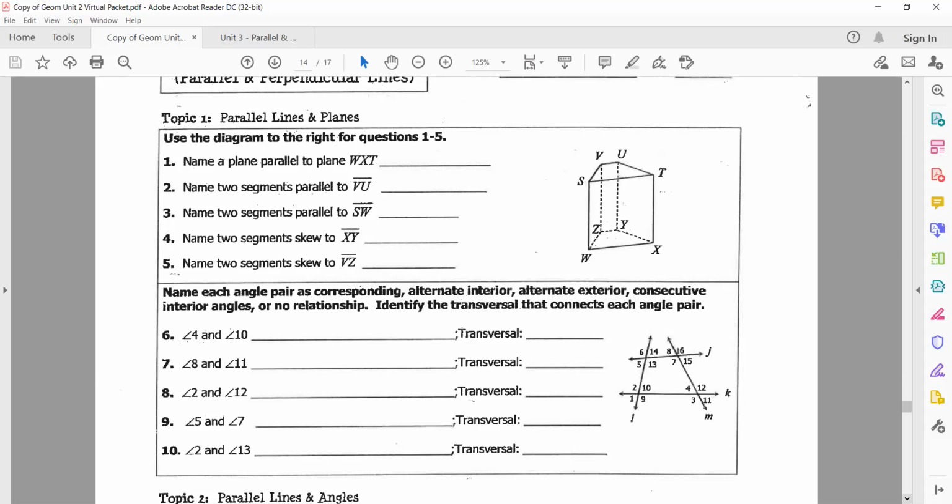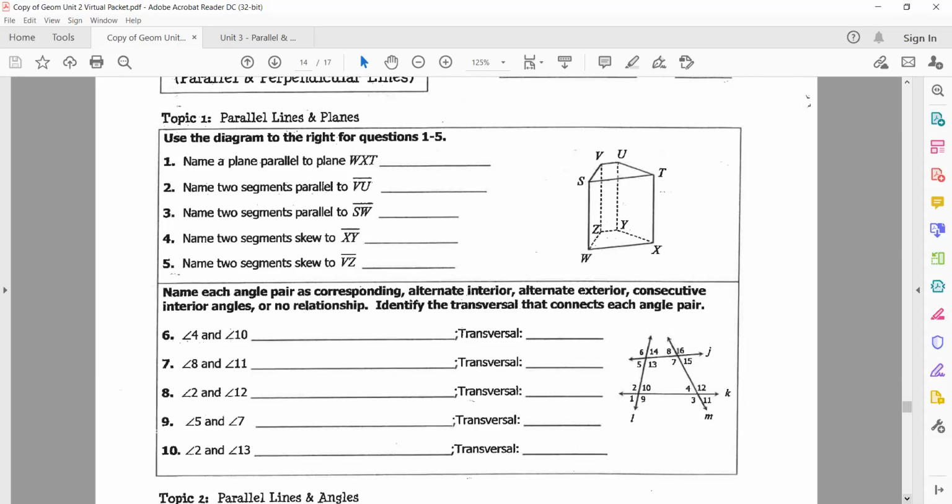If you don't know what the transversal is, remember the transversal? Anybody remember the definition? It's simply a line that intersects 2 other lines. That should be in your notes somewhere.